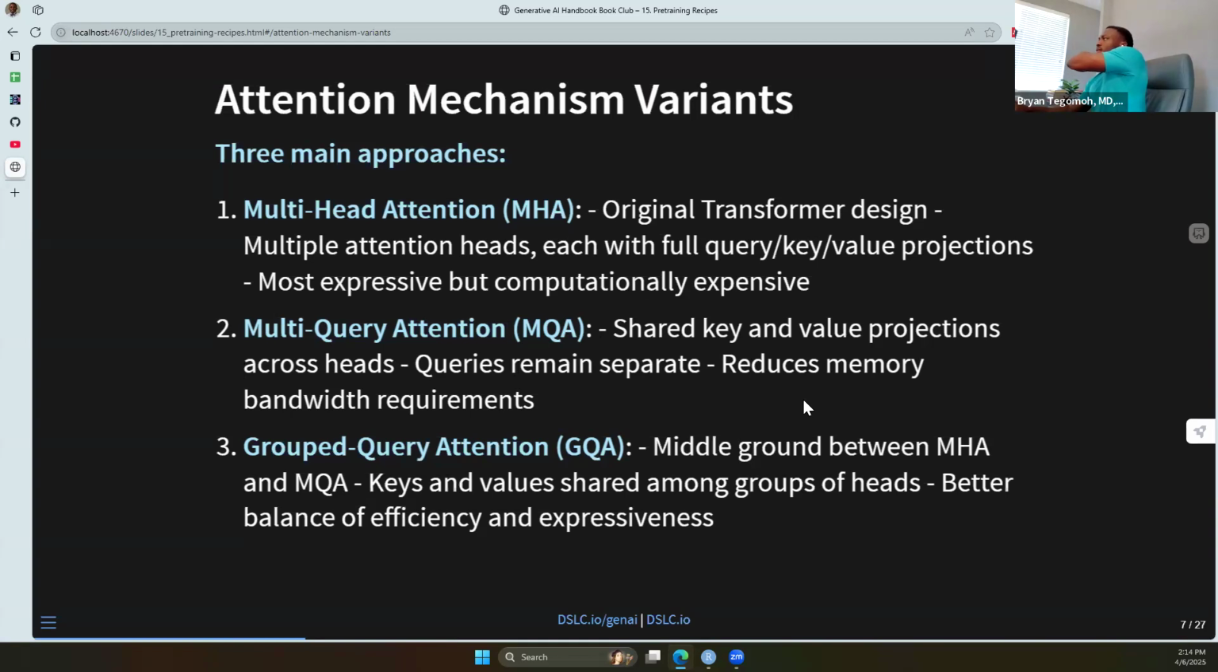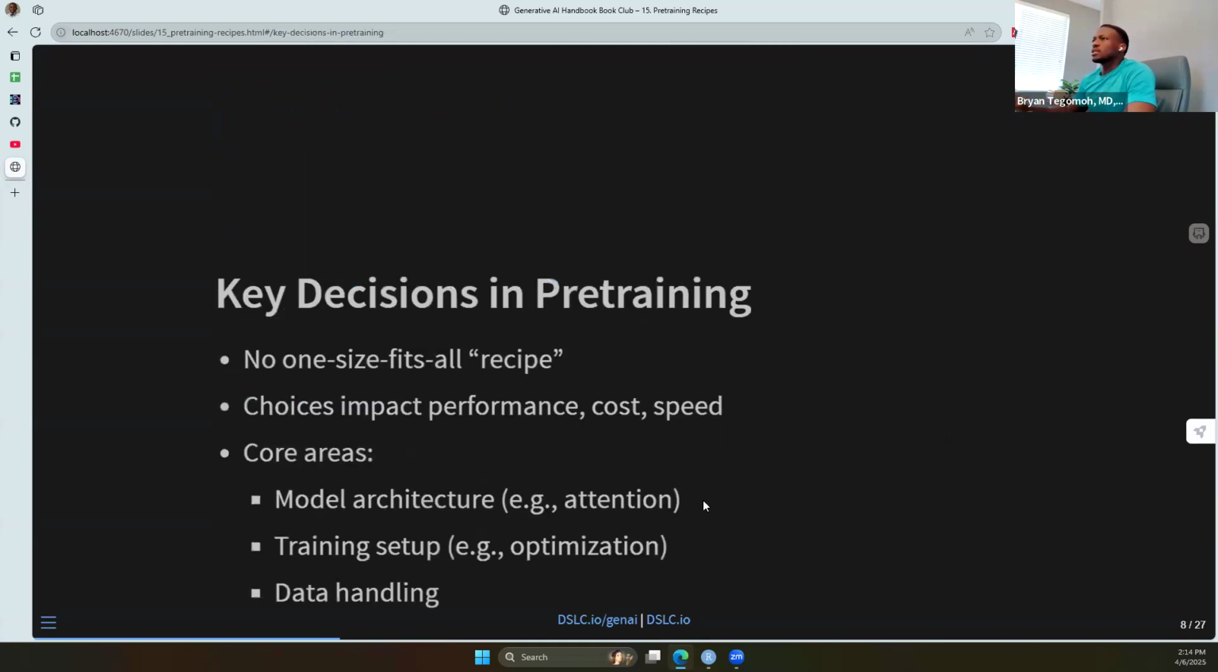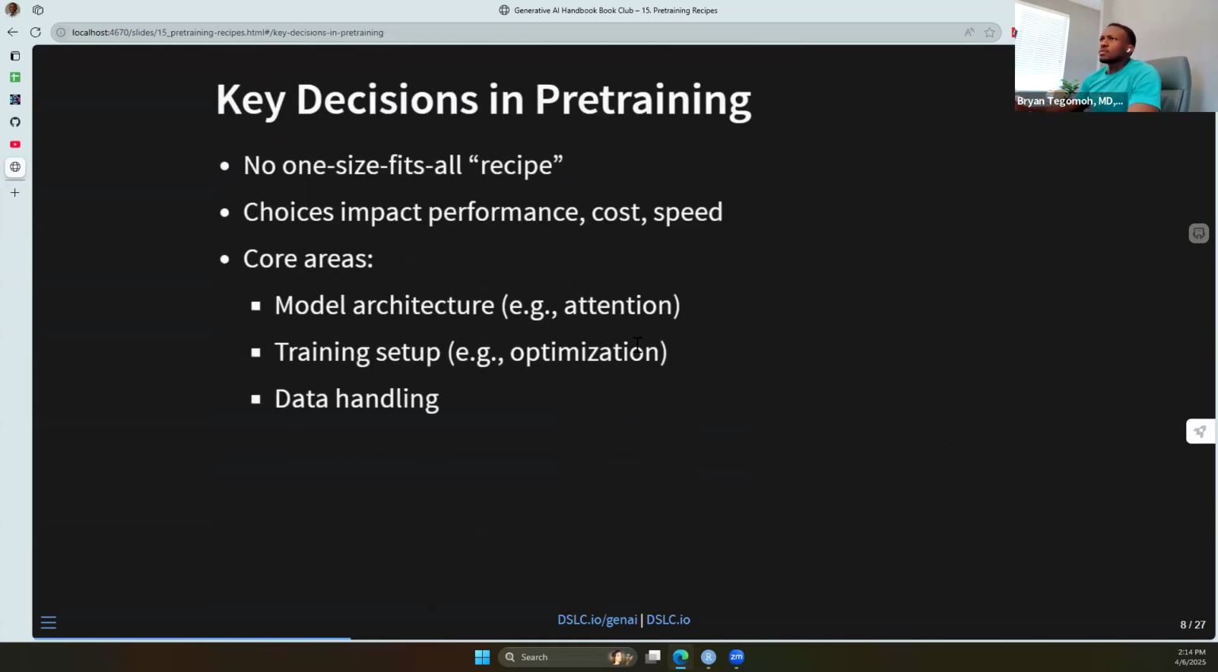Then we have grouped query attention, which is a more balanced approach that incorporates MHA and MQA. The key and value projections are shared among groups of heads, and there's a better balance of efficiency and expressiveness. So there's not a one-size-fits-all sort of recipe.